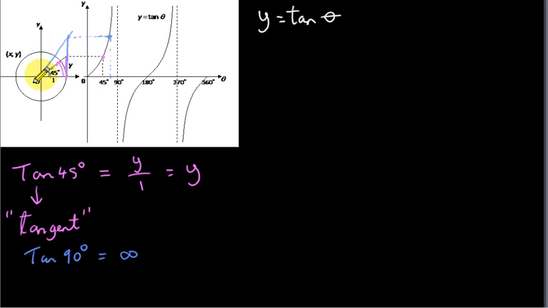Imagine we had an angle of 89 degrees. We'd have some line like this, and it's going way off here. The length of the tangent keeps on increasing indefinitely. So that's what's happening to the curve. The curve is approaching this vertical asymptote.